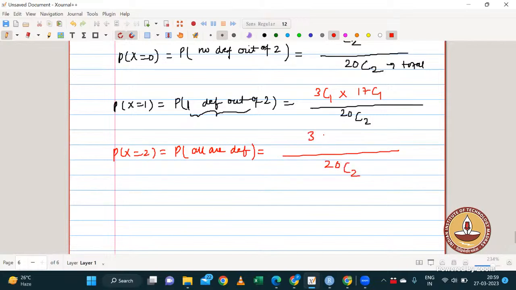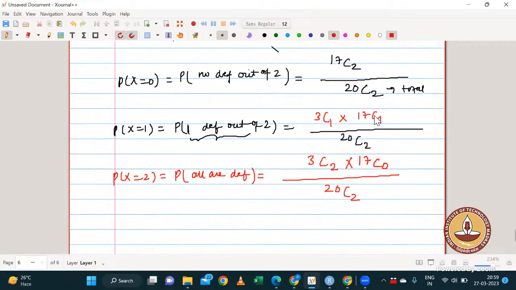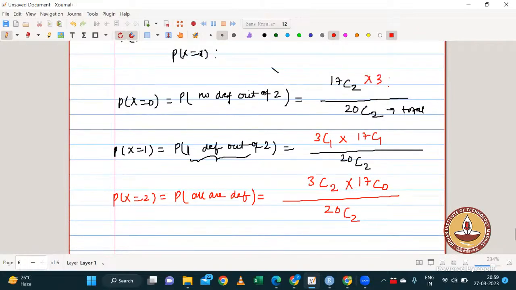That means I have to choose both from these 3, so 3C2. Can I also write down this 17C0? That will be 1, but it's good to know. That means we are choosing 0. Why should we write 17C0? Because we are not even considering that case. I have written it just for a concept.